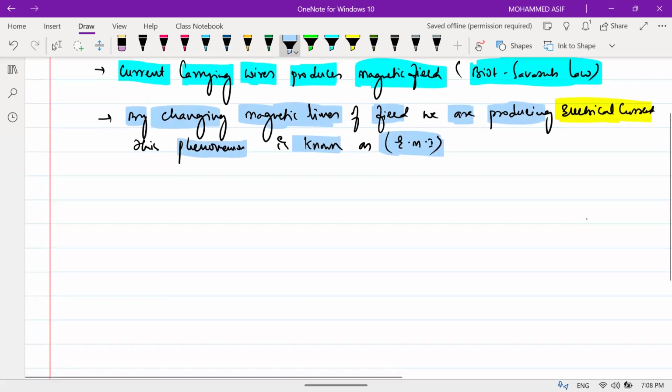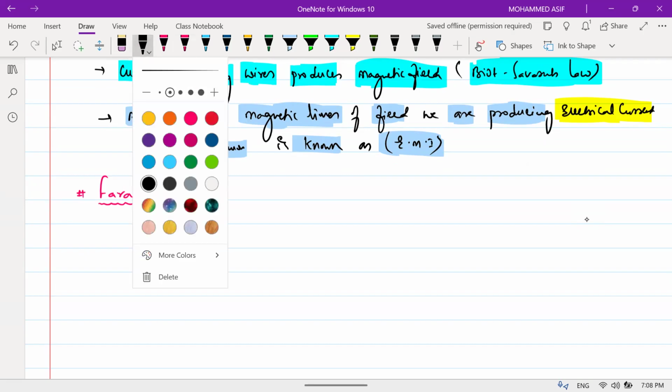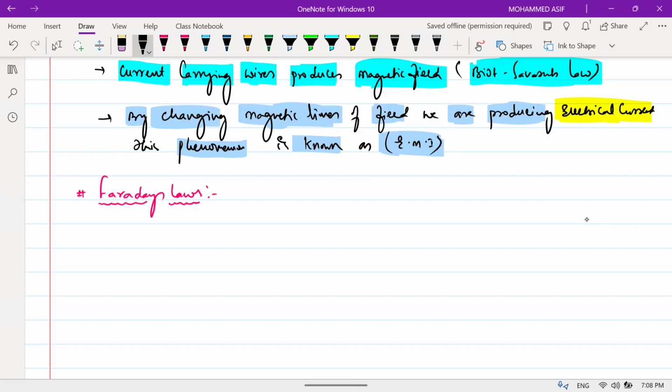Am I clear? Sure. The first formula which we need to remember for doing the numericals is about your Faraday's laws. So what Faraday says is that whenever there is a relative motion between the coil and magnet, then an induced EMF or current is produced in the coil. That is your first law.